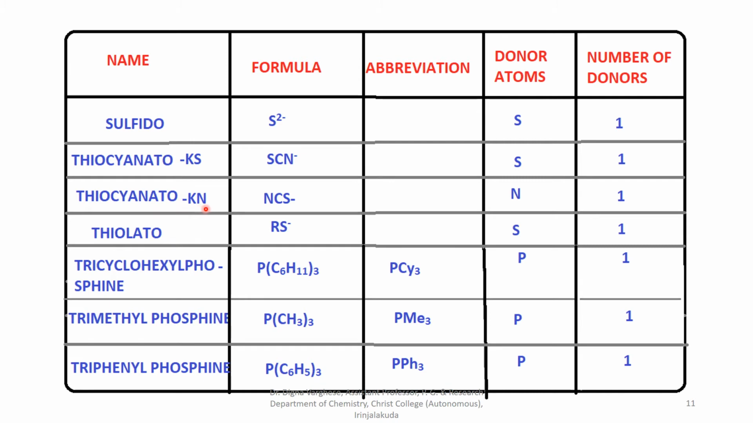Thiocyanate kappa N, NCS minus. Nitrogen is the donor here and 1 is the number of donor atoms. Thiolato, RS minus, sulfur is the donor atom and 1 is the donor number.